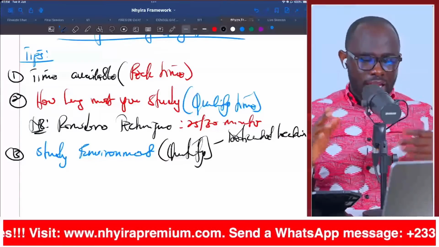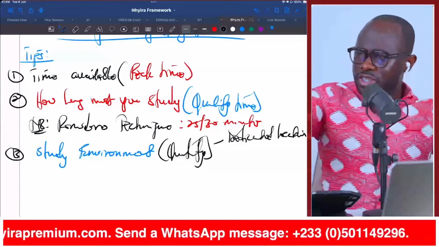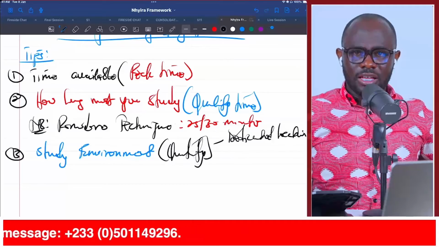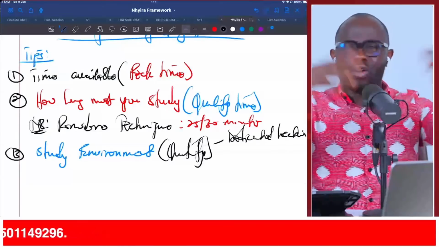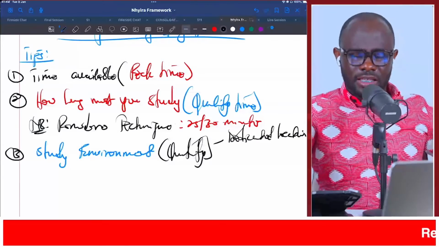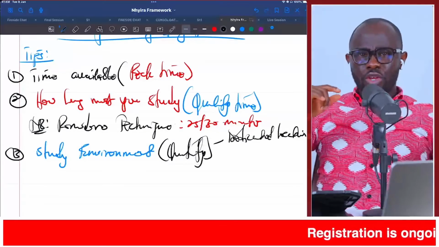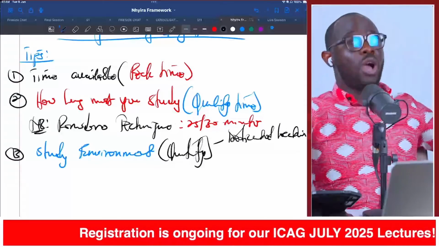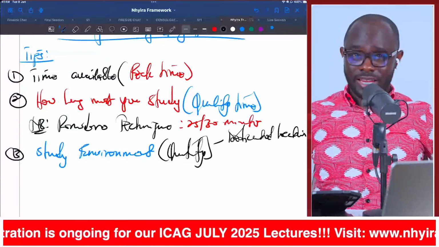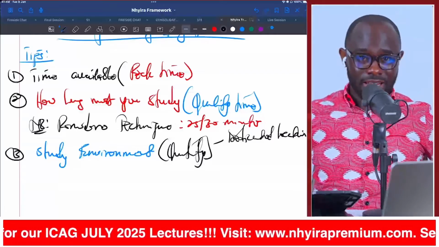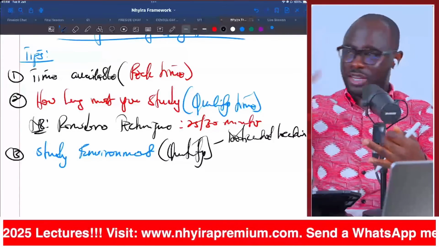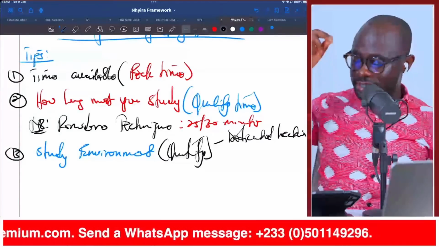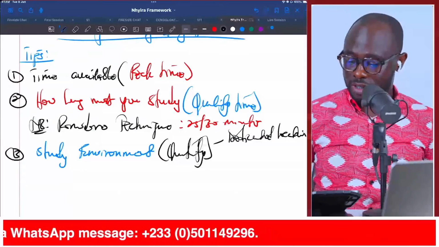What it means is that immediately you get to that zone, it could just be a small corner in your room. Maybe you live in a single room, or single room self-contained, or whatever, just a dedicated spot. So that when you get there, your brain switches, hey, listen, where we are at, it's time to study. No social media, no distraction, no calls, nothing. So we create a dedicated location. Very important in that particular case.